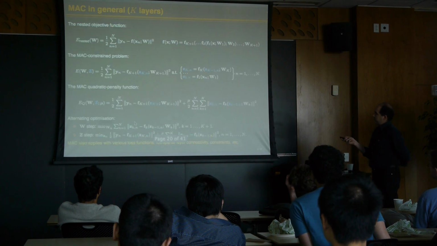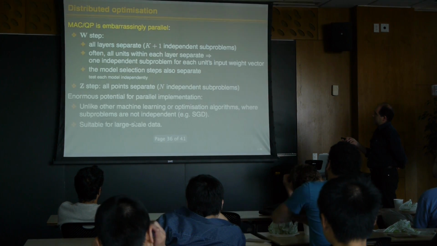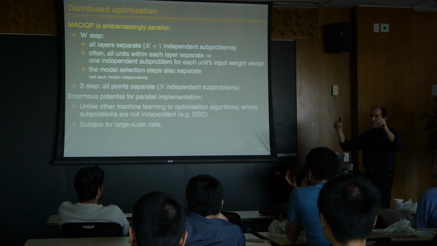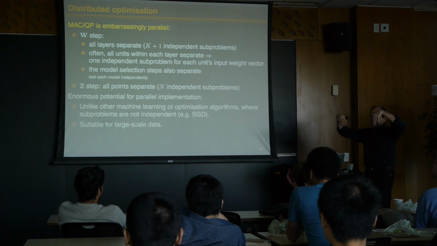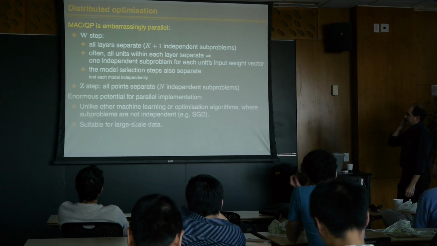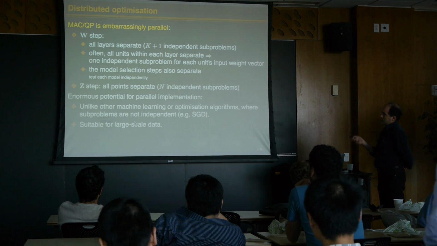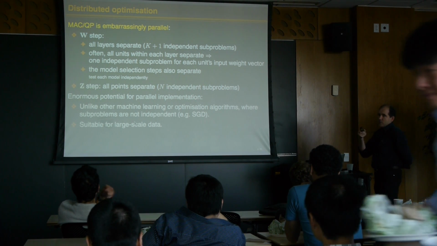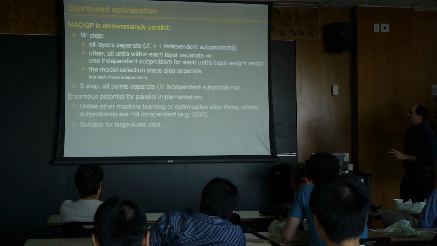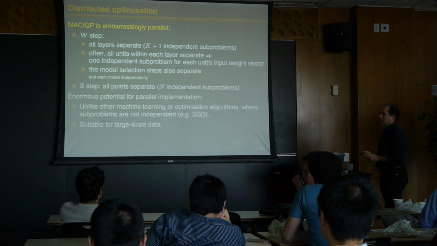So that means that you not only get a collection of problems that are separable, independent from each other per layer. Actually, within each layer, all the hidden units, all the weights that enter a hidden unit, they themselves are separate problems. So there is a lot of separability arising from the algorithm. And the model selection steps also separate. And then in the Z step, as I mentioned before, it separates over all the points. So this allows you to map this to a cloud computing architecture, because at each step, you get lots of different separate problems.